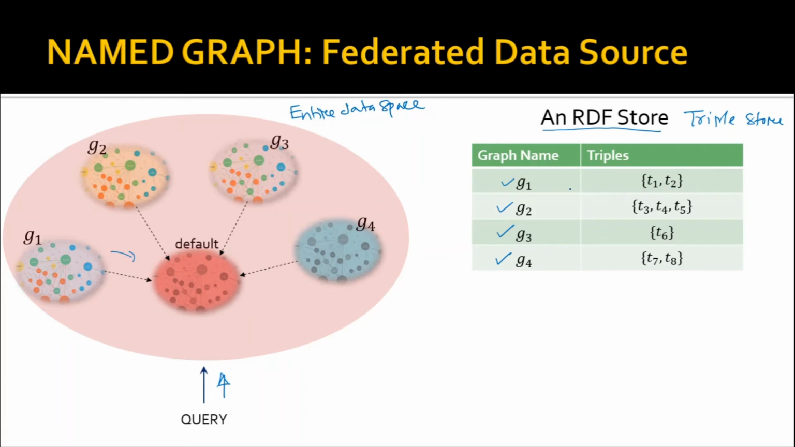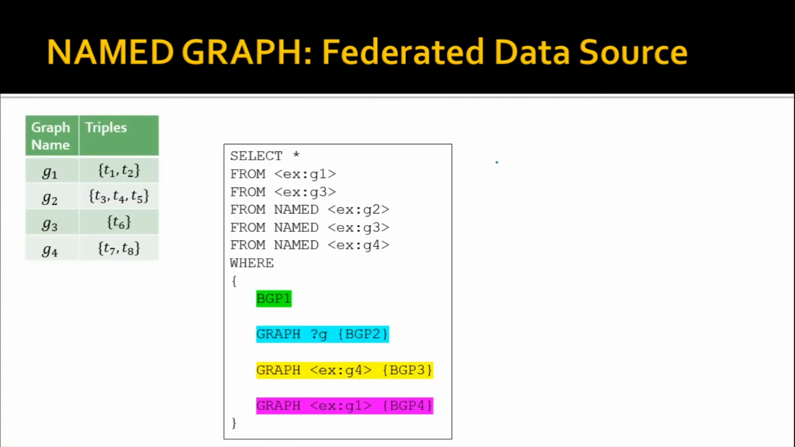So for example, G1 contains the triples T1 and T2, G3 contains the triples T3, T4, T5, and so forth, right? So this is the kind of structure of an RDF store. Now, how will you query? This query can be done again in a very modular way.